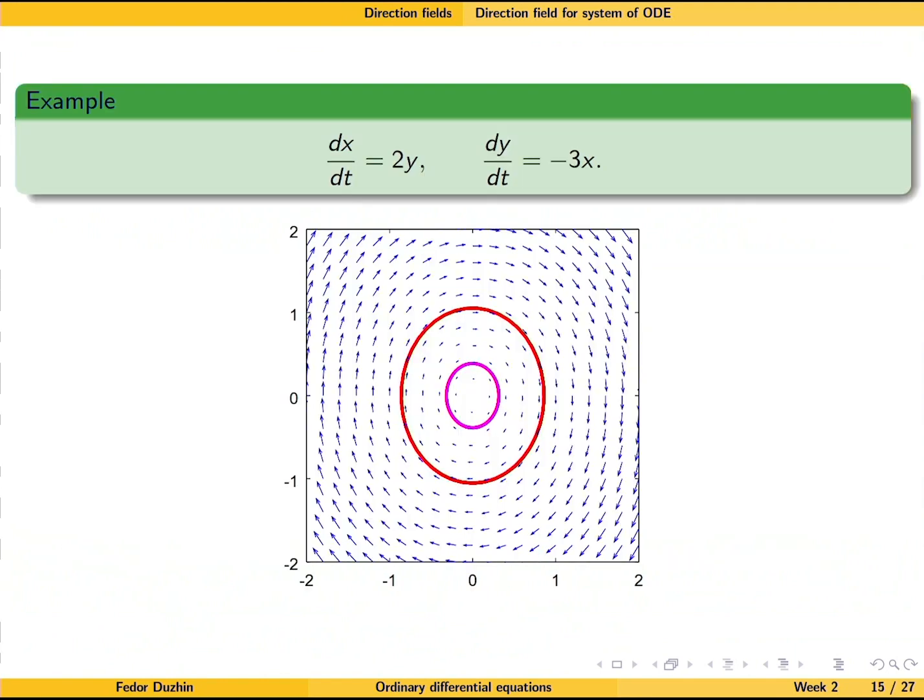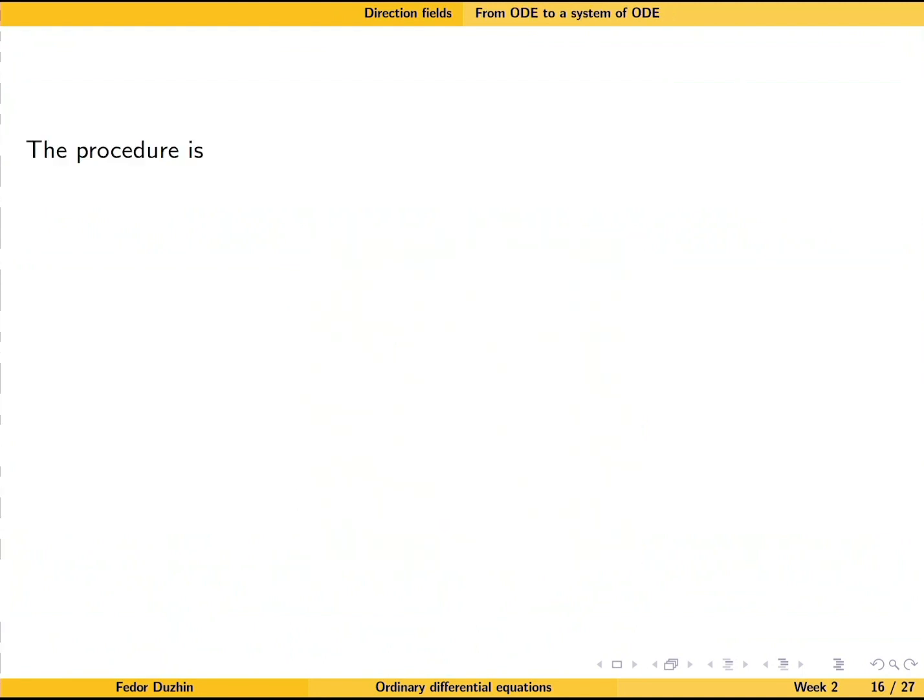So here is an example. The fat blue curve and the fat red curve are parametric curves x of t and y of t, for some particular solutions. And the direction field is just a direction field where the first component is 2y and the second component is minus 3x.